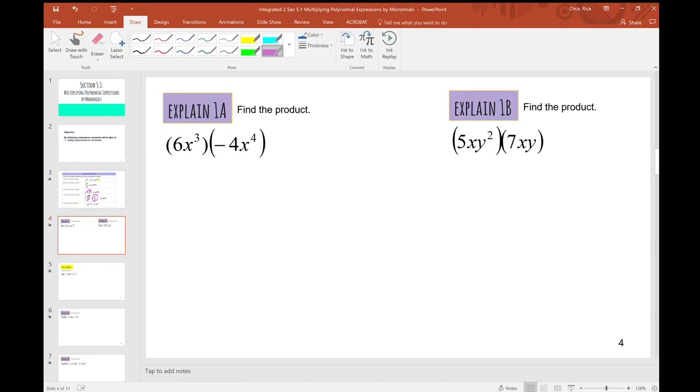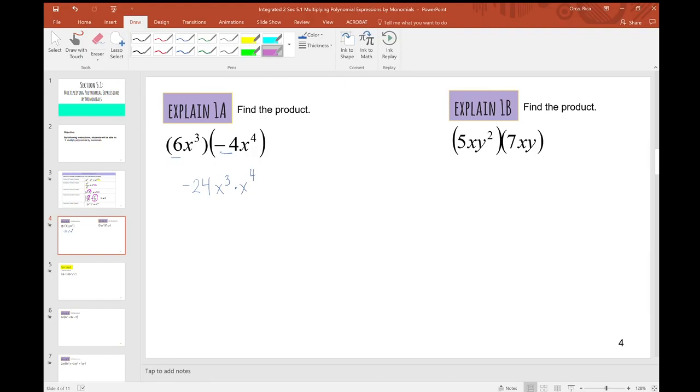Explain 1a. Find the product. We have 6 times x to the third times negative 4 times x to the fourth. Let's go ahead and multiply those numbers together. Let's start with 6 times negative 4. 6 times negative 4 is negative 24. Now let's multiply our x's. Before I combine x to the third and x to the fourth, let me go ahead and write them out. That way it makes a little more sense. So x to the third times x to the fourth.